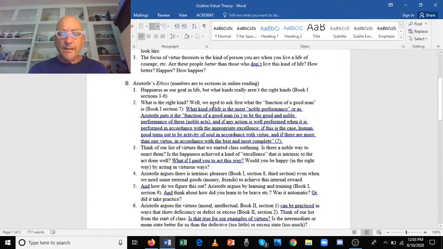So let me skip to B3 here. You can even pause the lecture here and go read 7 to get a sense of what he means by our natural function, well performed, that is in accord with an excellence, a kind of goodness or greatness in the act itself. So B3, think of the virtues we started with a few minutes ago. Is there a noble way to enact them? Because this is about activities, performing, or following through with them. Is the happiness achieved, B3 in your outline, a kind of excellence that's intrinsic to the act well done?